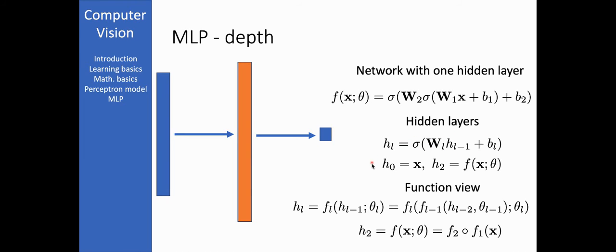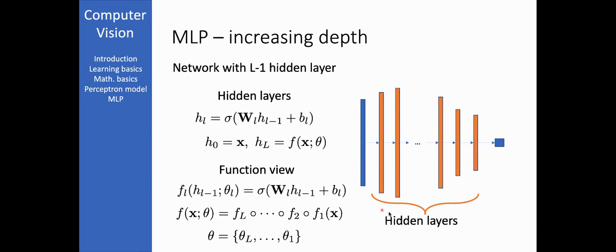Then I can write the hidden layers in terms of a function view. My 0th hidden layer is my input space. And the output can be written as h2, which is given as f2 applied to f1 applied to x. So in this view, you can see that L can be anything. Instead of one hidden layer, I can add many hidden layers in the same network.